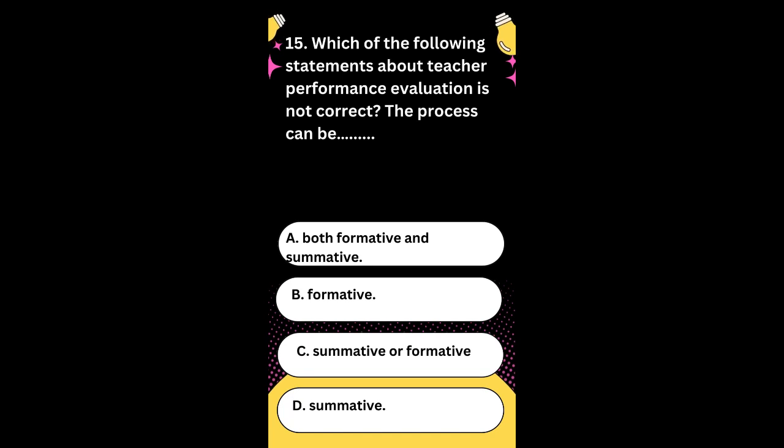15. Which of the following statements about teacher performance evaluation is not correct? The process can be: A. Both formative and summative. B. Formative. C. Summative or formative. D. Summative.